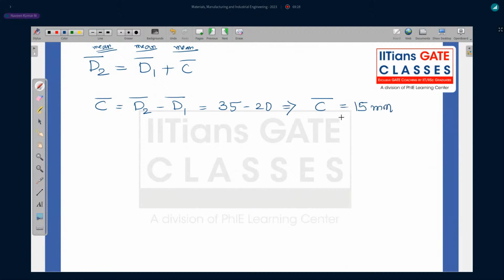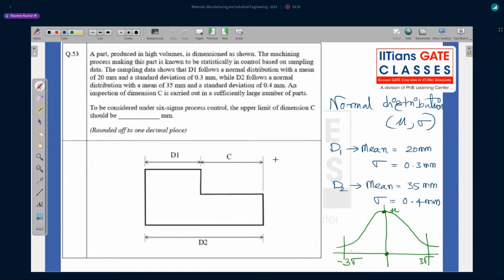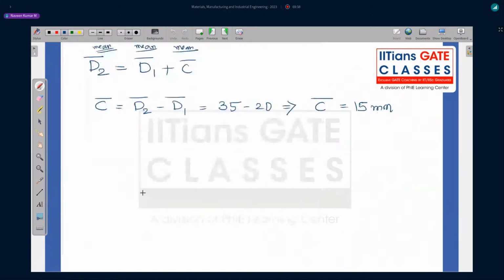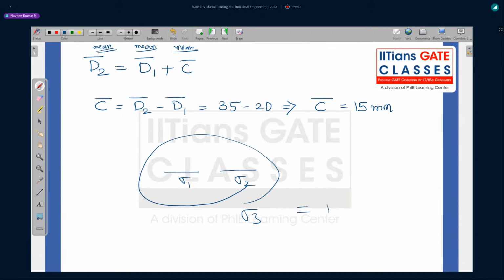Good. Now I have to find the standard deviation of C. Can I do it like this? Like adding means, we can't add standard deviations. Let's say the standard deviation of this group is 1 and of this group is 2. The total standard deviation, sigma 3, is not sigma 1 plus sigma 2. This is wrong. Instead, sigma 3 square is equal to sigma 1 square plus sigma 2 square. So you have to square them. That is important.